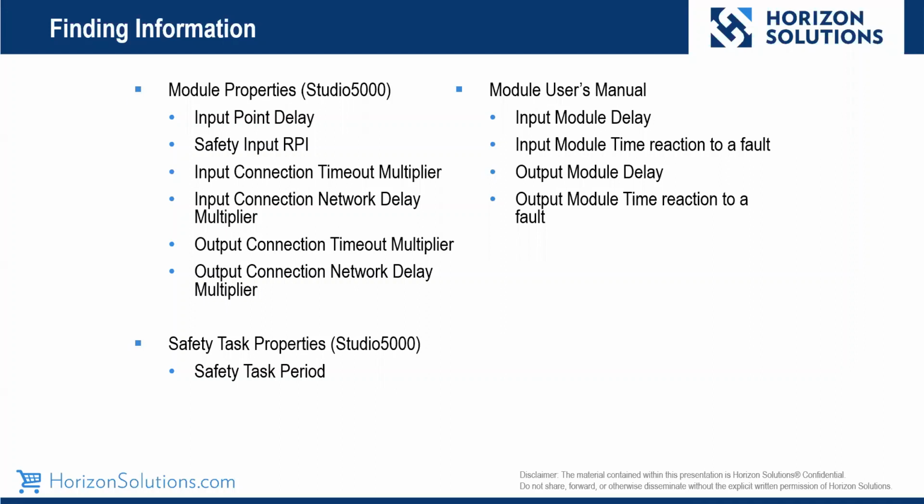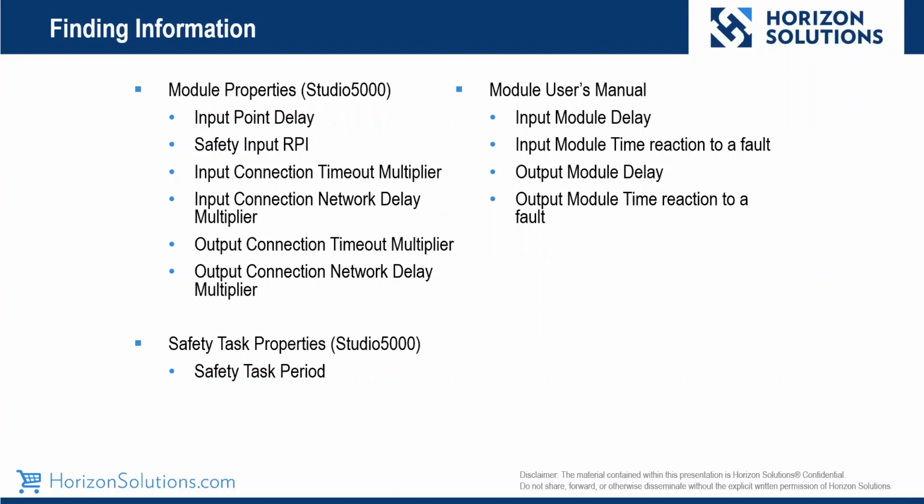Starting with the module properties, the input point delay is the filter setting for safety input devices. This means that any input pulse seen below the filter setting, for example, if you put 40 milliseconds, any pulse shorter than 40 milliseconds will be ignored. 40 milliseconds is just an example and would never really be used in real life, but that is just to get the point across. You will also find safety input RPI under module properties.